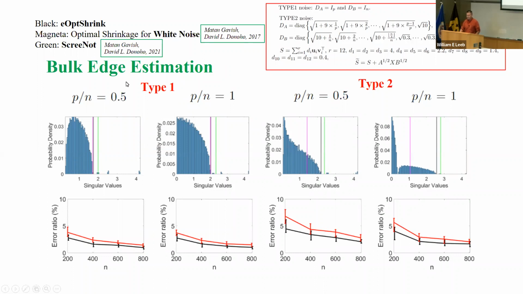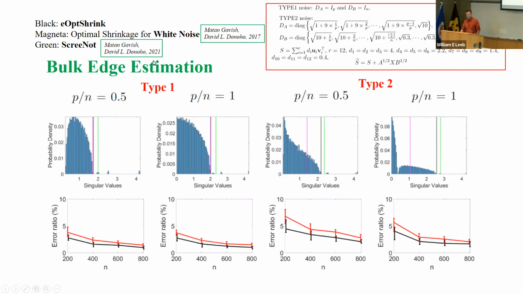So you can see for type 1 noise, when P divided by N equals 0.5 and P divided by N equals 1, our method, which is the black line here, has a very good estimation of the bulk edge. And the magenta line is using the optimal shrinkage for white noise from the 2017 paper. Because it's white noise, we know it already has a closed form depending merely on beta, so it also has a very good estimation of the bulk edge.